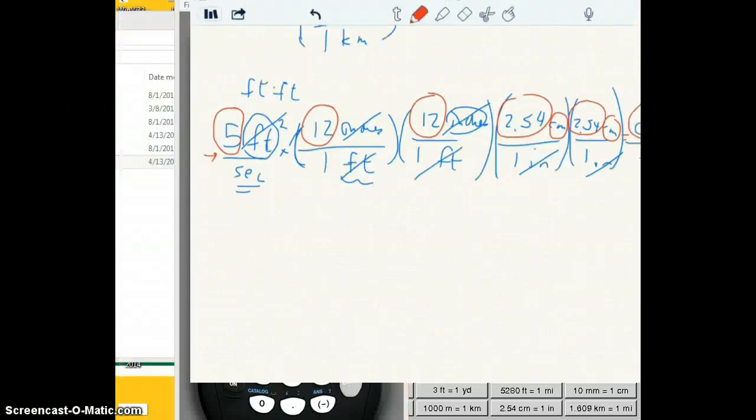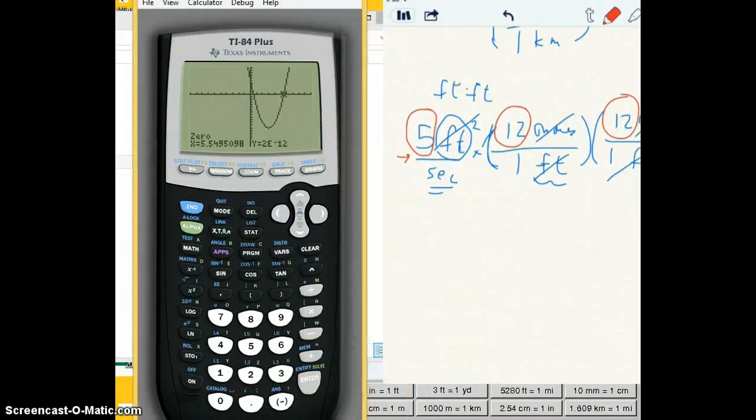Okay, and I'm just going to move this aside here so that we can see the calculator. And then I'm going to clear that, and I'm going to multiply all these numbers. So 5 times 12 times 12 times 2.54 times 2.54.